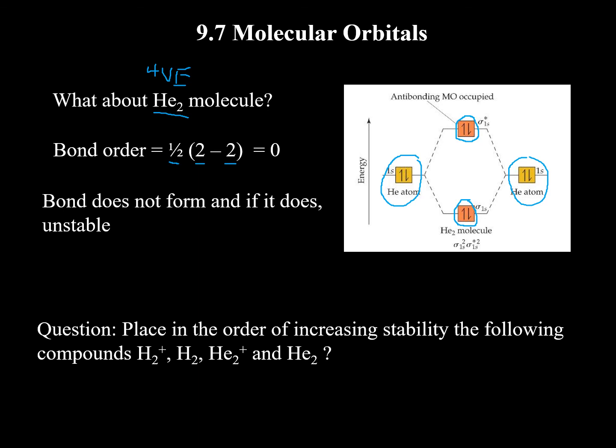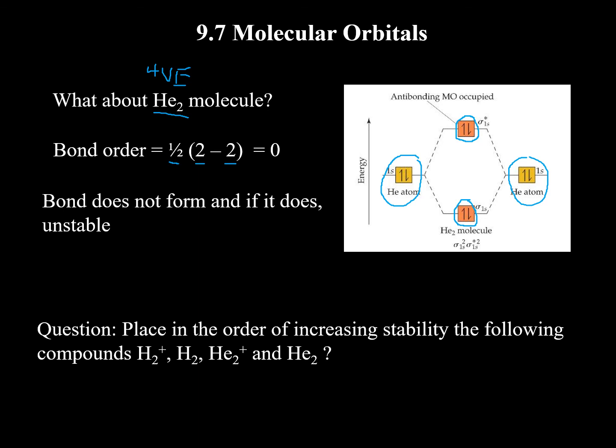Okay, if you remember, He is a noble gas. It's very happy with just sitting on its own because it has 2 electrons in the 1s orbital. So He2 doesn't exist. The bond order shows that because it's a bond order of 0, and He2 does not form.